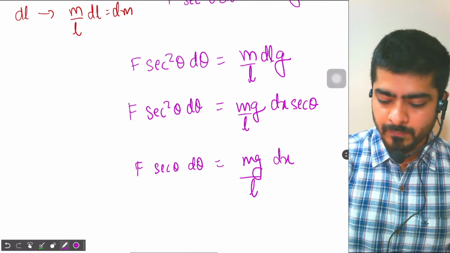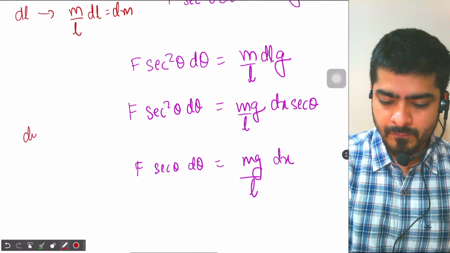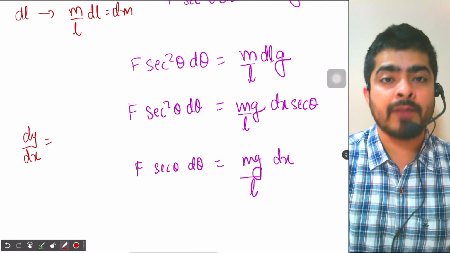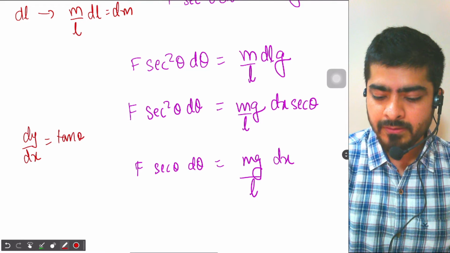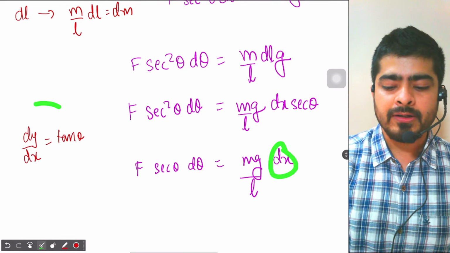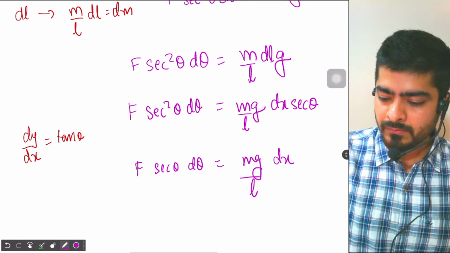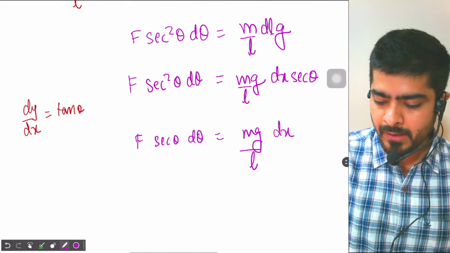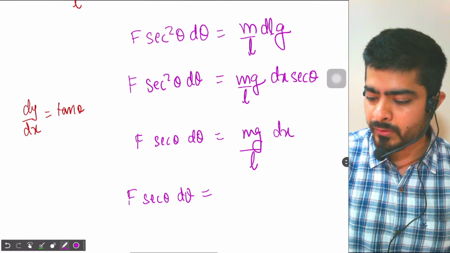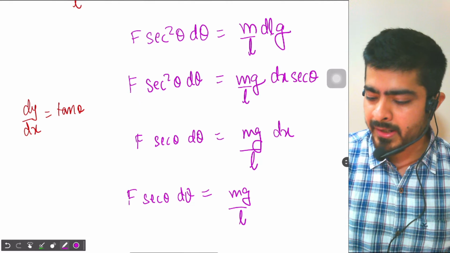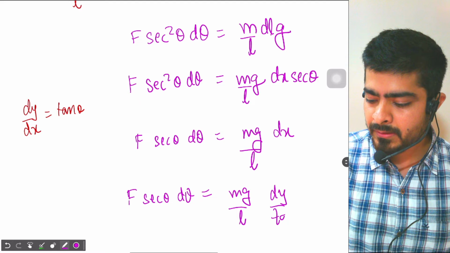Okay, now one more thing again. Dy by dx is the slope of the wire at any point, that is equal to tan theta. So I could write down dx will be what? Dy by tan theta. So here I can write down f sec theta d theta equal to mg by l times dy by tan theta.